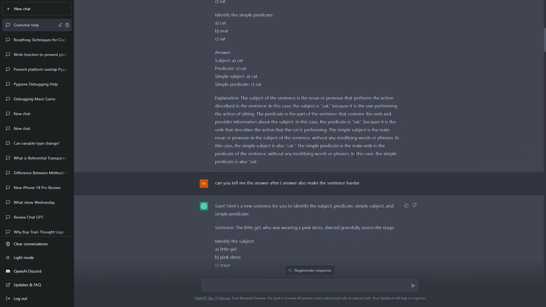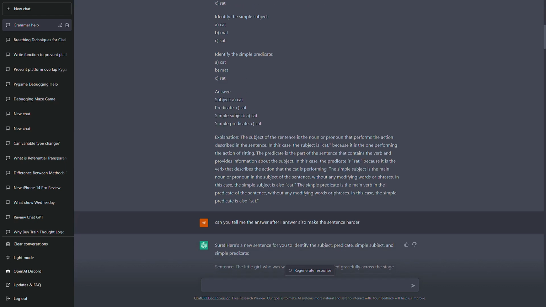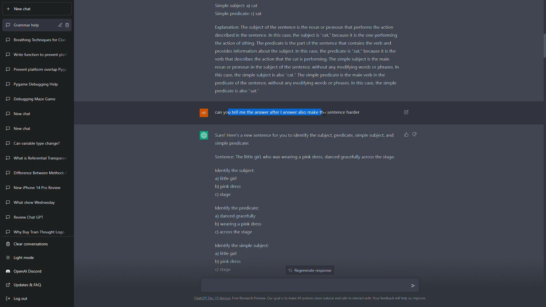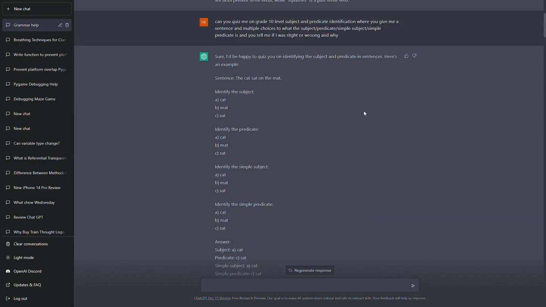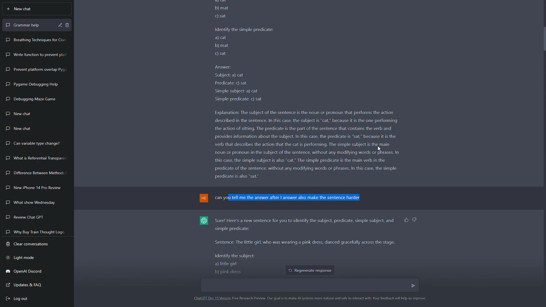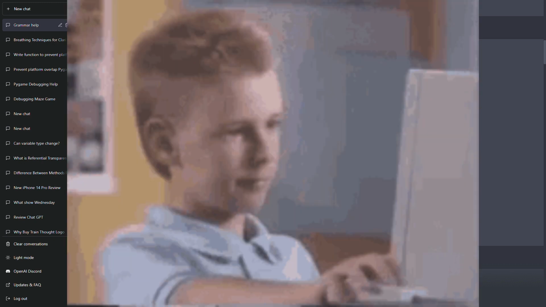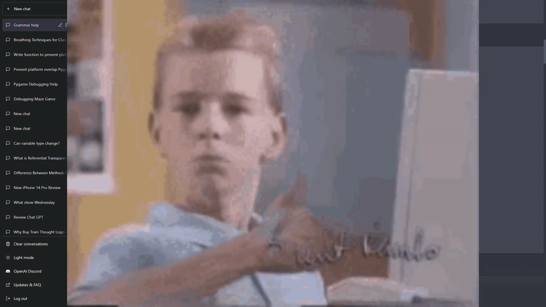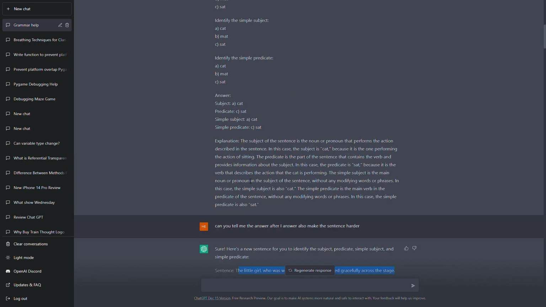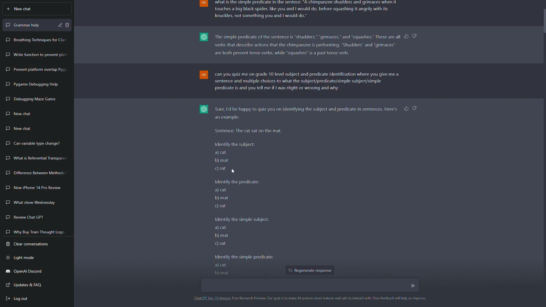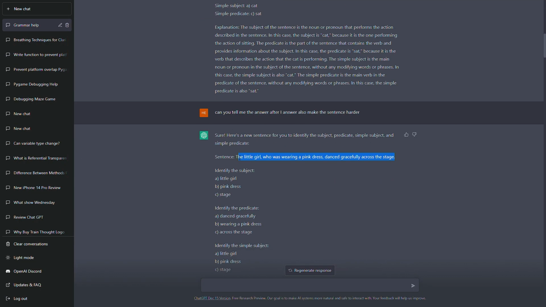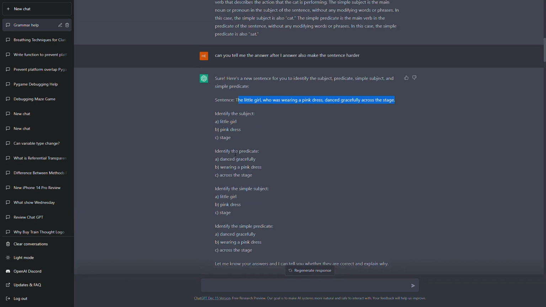So it doesn't really understand what I was asking it. But here's the cool part. I said, can you tell me the answer after and also make the sentence harder? So it does understand what I'm saying, because then it actually makes the sentence a little bit harder. Obviously it's longer, and it doesn't give me the answer immediately. So generally it doesn't get it right on the first try, but it does get it once you prompt it a little bit more.